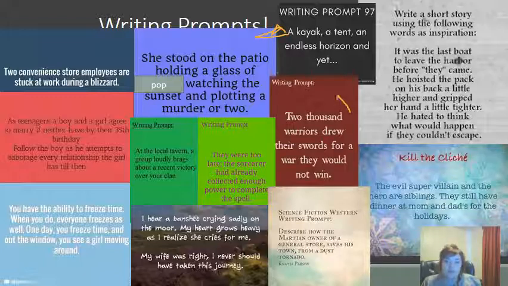2,000 warriors drew their swords for a war they would not win. They were too late. The sorcerer had already collected enough power to complete the spell.